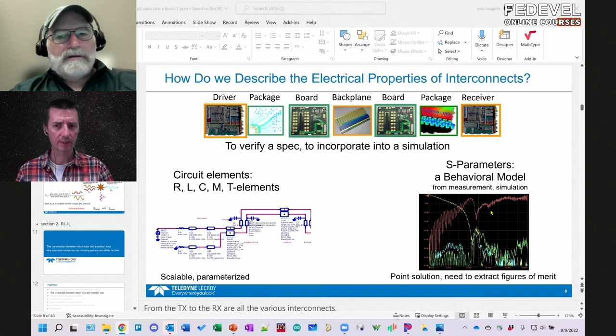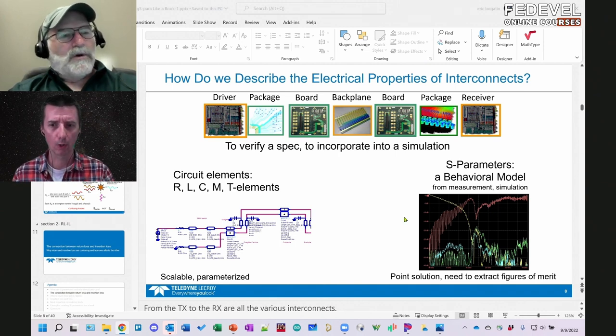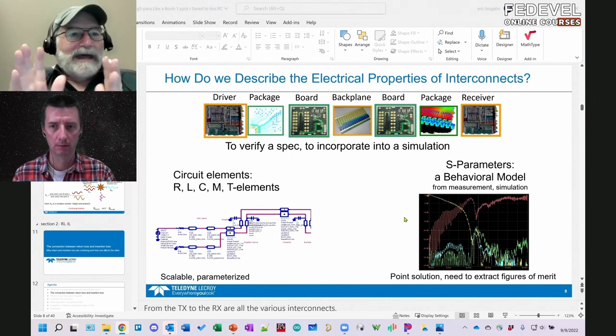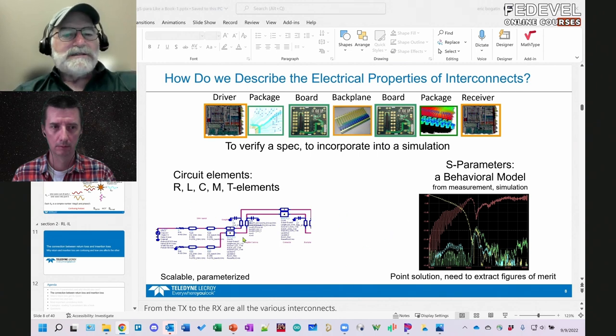So how will this field solver create this model? So we call that output a behavioral model. So we got these two different models. We got circuit topology based models, and we have behavioral models.